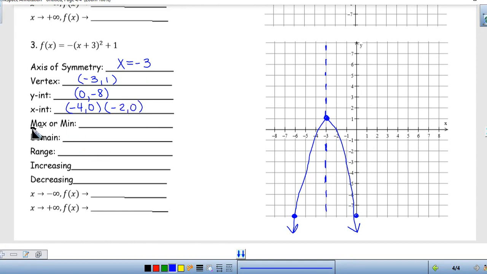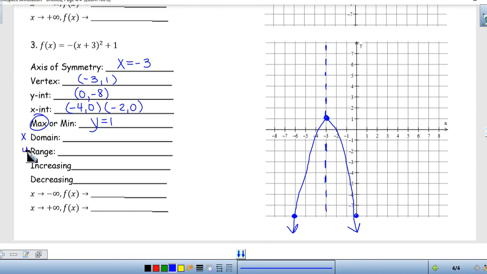Does this graph have a maximum or a minimum? It has a maximum. And remember, we write the maximum as y equals the highest y value of this graph. So y equals 1. It's also the same as the vertex.